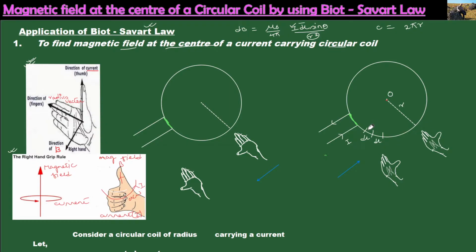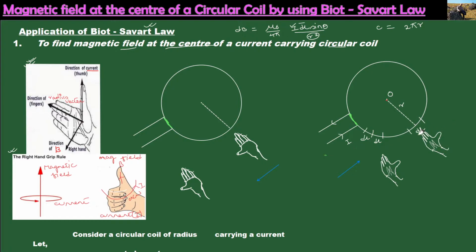I can find the net contribution. So from here, if I consider this element, let that element be of length DL. Then this will be an element of length DL, and the current is moving in this direction.